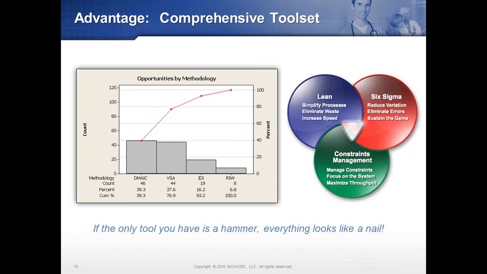And then constraints management is another piece of an integrated tool set. This is how you manage constraints or bottlenecks in your processes. It helps you to focus on the system at large, the whole system, and identify where in that chain of events something needs to be fixed right now. So that really helps you to focus your efforts where they'll get the most impact. And maximizing throughput, of course, is the objective.